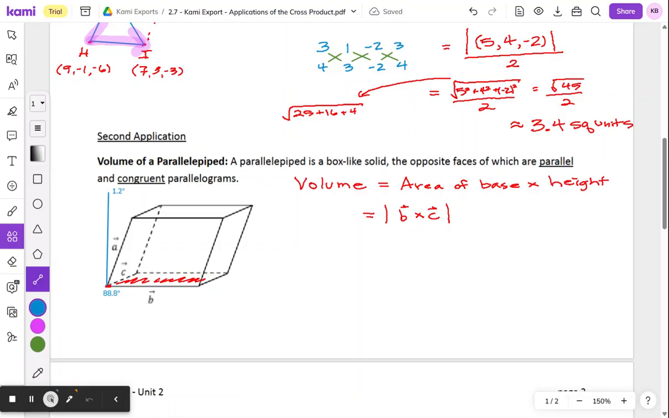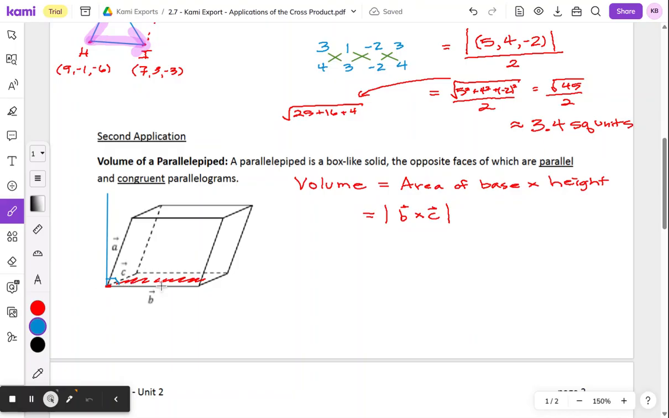Okay. So we're going to use this cross product in a different way as well, okay? So I'm going to use the cross product of B and C. First, I'm going to use it to find the area of that bottom, okay? And then I'm going to use it, not its magnitude, I'm going to use its vector, okay?